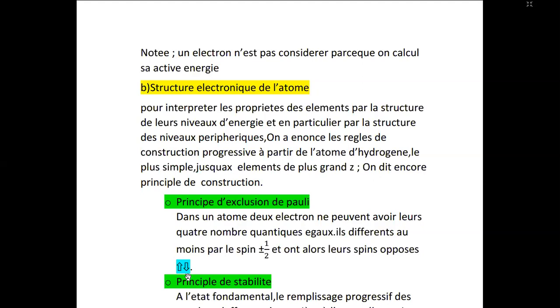Then for the second one, we'll go to the principle of stability. The principle of stability is also something which is very simple.